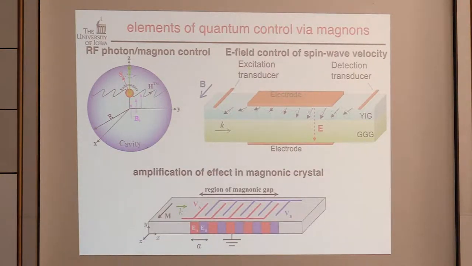Okay, so these are the three things that I'm going to address. I already mentioned the RF photon magnon control. And then in order to talk about potential ways to connect to dynamically modulated magnonic properties, I'm going to talk briefly about this work on electric field control of spin wave velocity done with the Yale group, and then how this very, very small effect that you can detect in YIG could in principle be amplified in a magnonic crystal to give you something that really is flexible and might be practical.